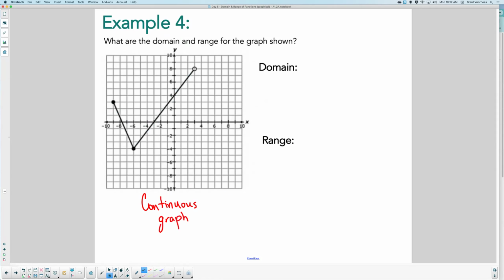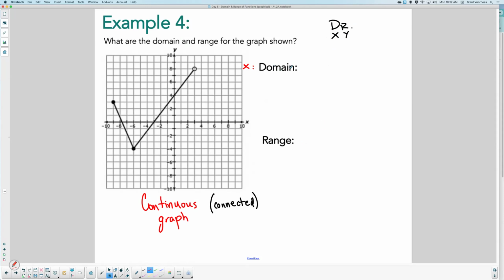Continuous is just a big word to say it is all connected together. We had a saying to help us with domain and range. It has to do with a doctor. What's our saying? Dr. XY. All that's telling us is that domain is going to be the X values and range will be the Y values. That's what Dr. XY means.